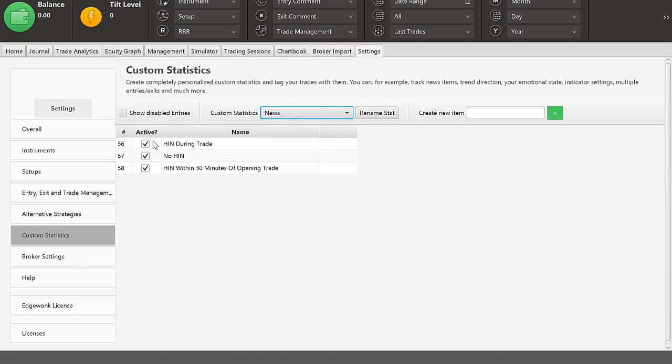News. Did the high impact news happen during the trade? Was there no high impact news? Or was there high impact news within 30 minutes of opening the trade? Which is against my rules actually, and I don't want to do this. So trades with this usually don't perform too well.